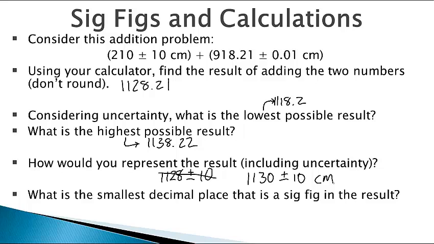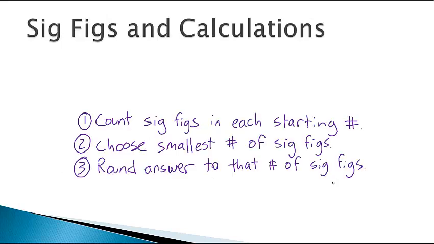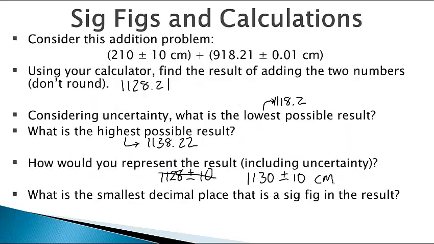All right, the question is, why is the uncertainty in the tens place? Well, when I look at my 3 possible results, they all have the same value in the thousands place and in the hundreds place. The first somewhat uncertain digit is in the tens place. So the question is, I thought we were using this rule. This rule only applies to multiplication and division. For addition and subtraction, we're going to need a new rule. So here, the smallest decimal place that's a sig fig, and the result is the tens place.